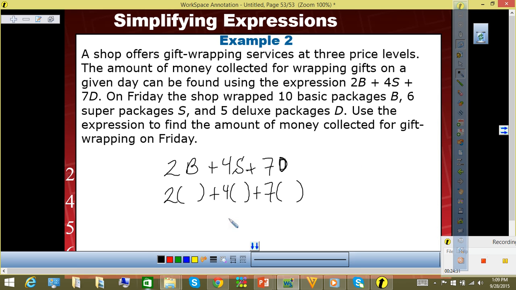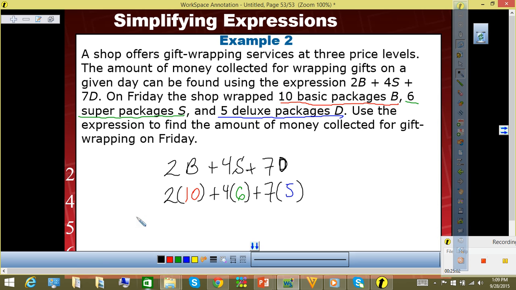Let's go back to the original problem. It says, on Friday, the shop wrapped 10 basic packages B. So instead of B, we write what? 10. Next, 6 super packages S. So instead of S, we write 6. And at the end, 5 deluxe packages D. Instead of D, we write 5. And then we just follow order of operations.